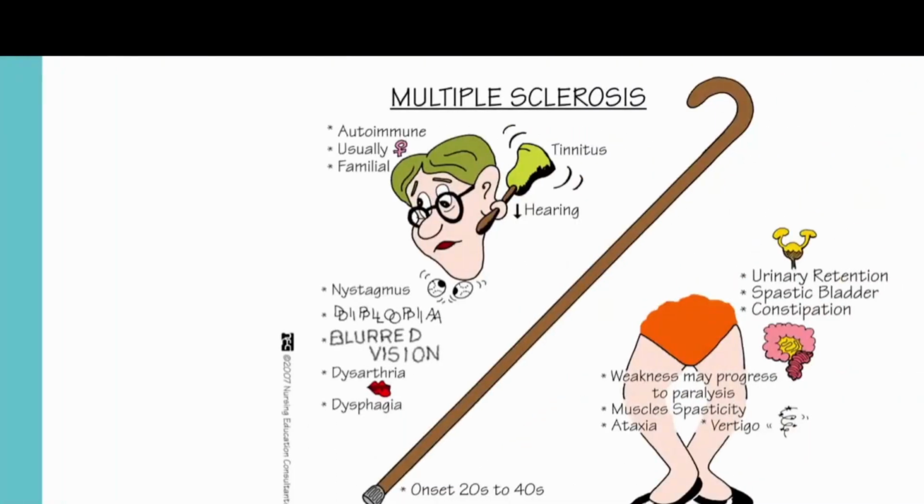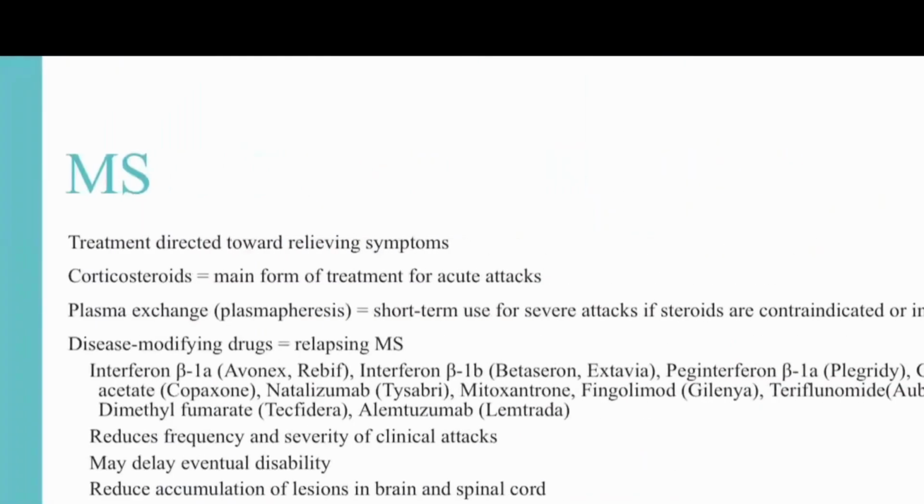So here's your little summary slide of the different signs and symptoms of multiple sclerosis, kind of puts it all together for you. Treatment, again, you're not going to cure MS, but let's relieve their symptoms. Corticosteroids, whenever they have an attack, you give them corticosteroids. We want to reduce the inflammation. Another thing you can do for people who can't do steroids is plasma exchange, called plasmapheresis. Short-term use for attacks helps get rid of the immunoglobulins that promote all the inflammation.